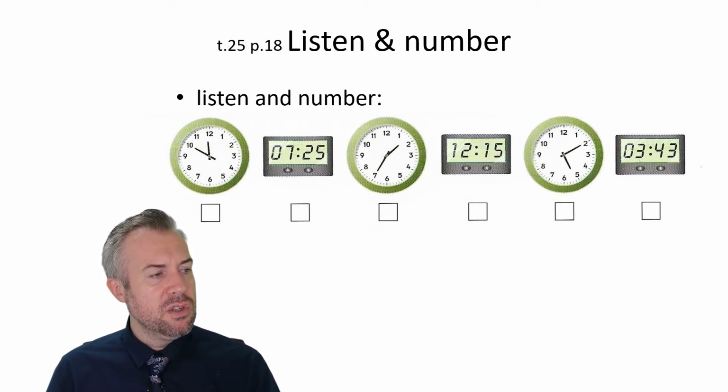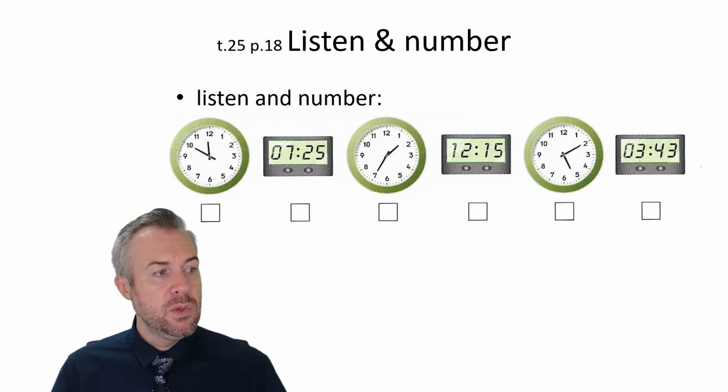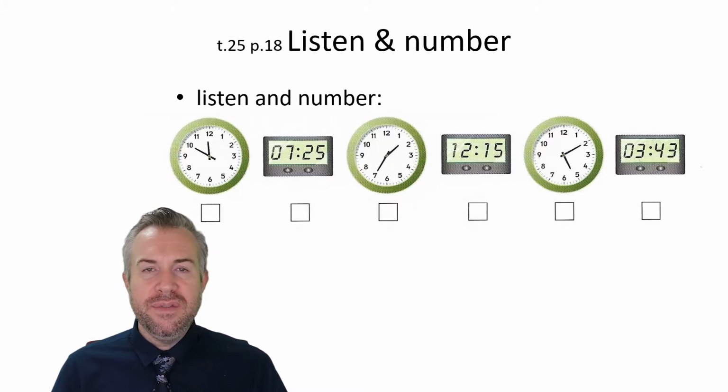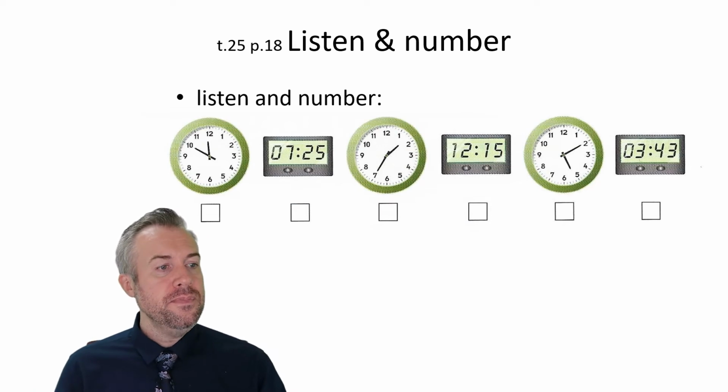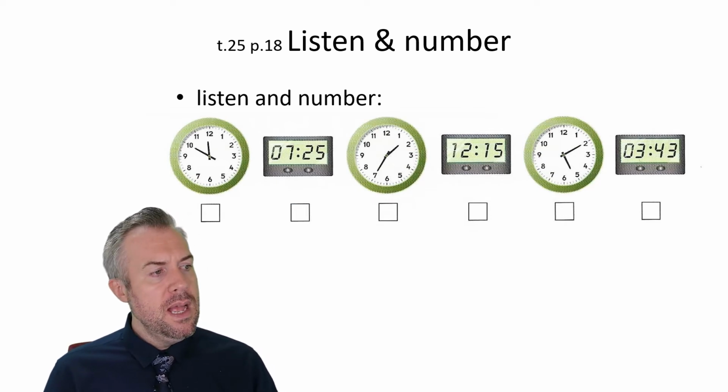The next one is a digital clock. We just read it, 7:25. The next analog clock looks a little bit easier. It is 1:35. Next, we have 12:15. And then we have 5:10. And finally, 3:43. Let's go back to these analog clocks.